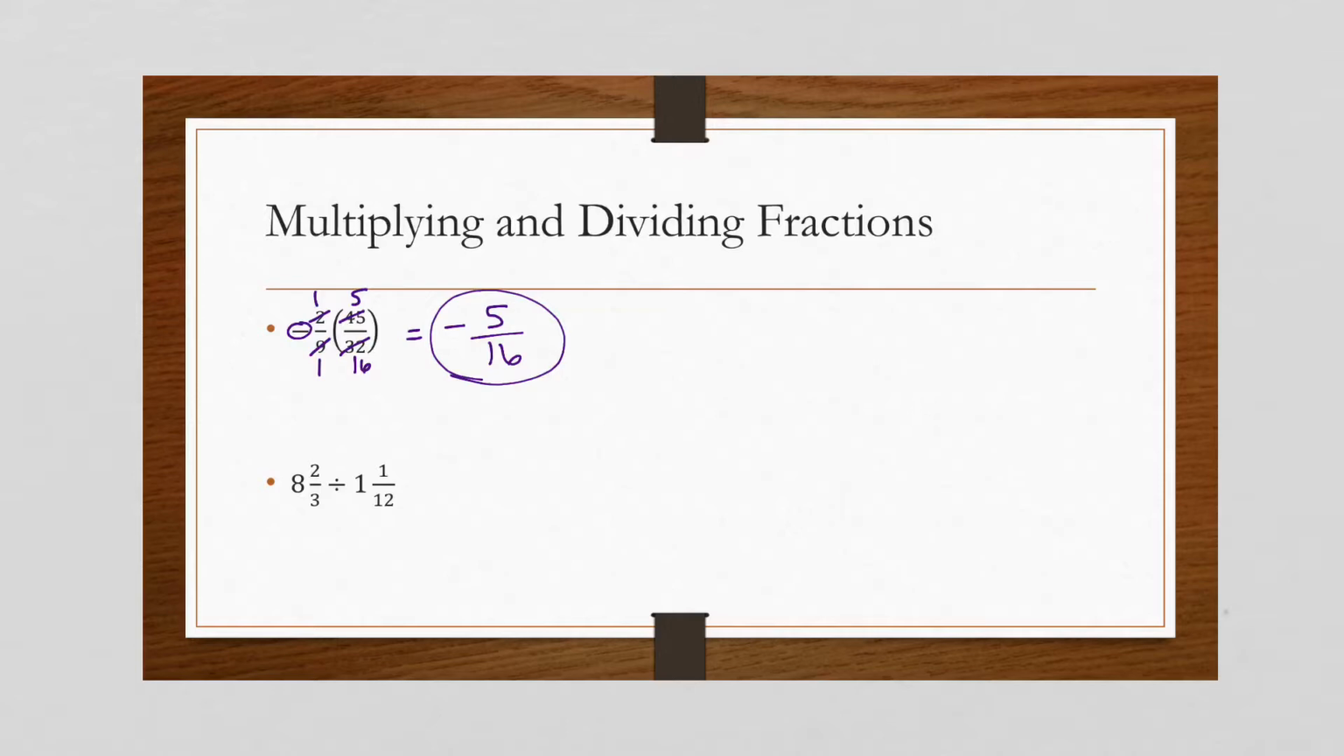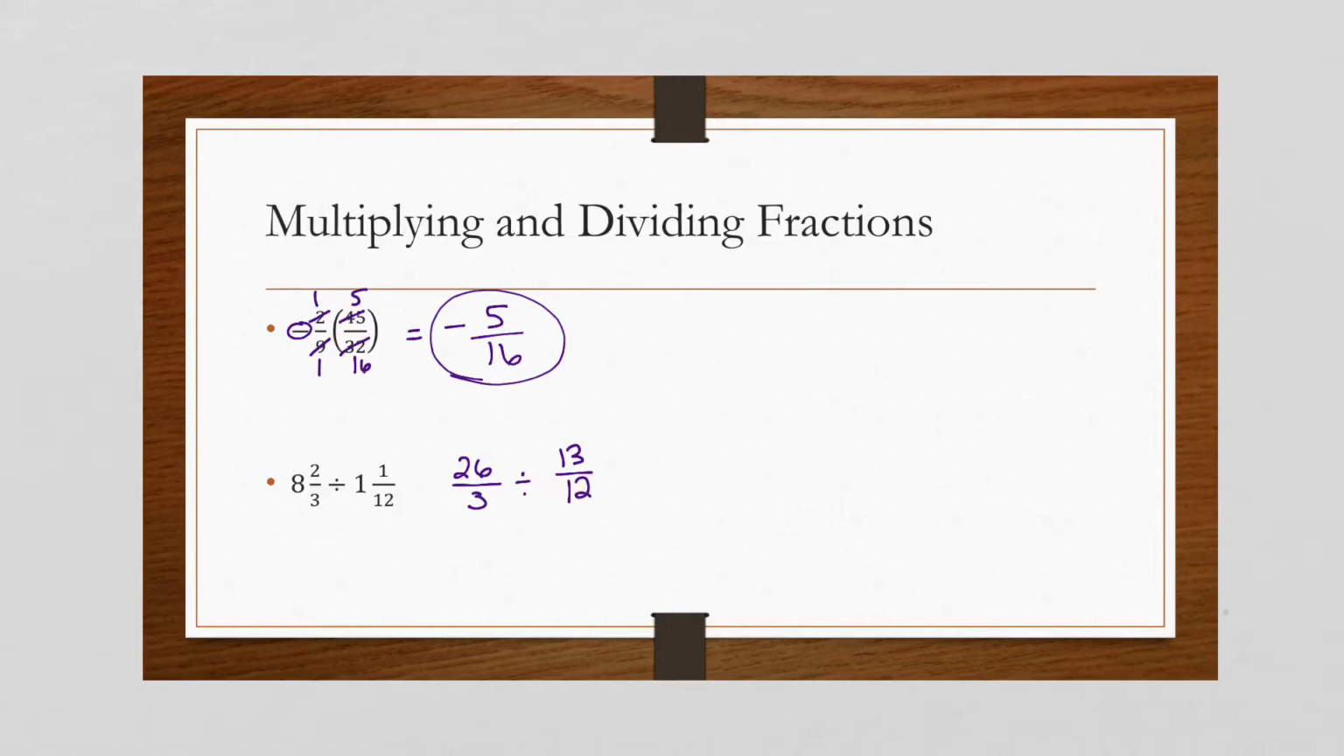Now with dividing, you can't just divide mixed numbers. You have to actually turn them into improper fractions first. So I would do 3 times 8 is 24, plus 2 is 26 over 3, divided by 12 times 1 is 12, plus 1 is 13.